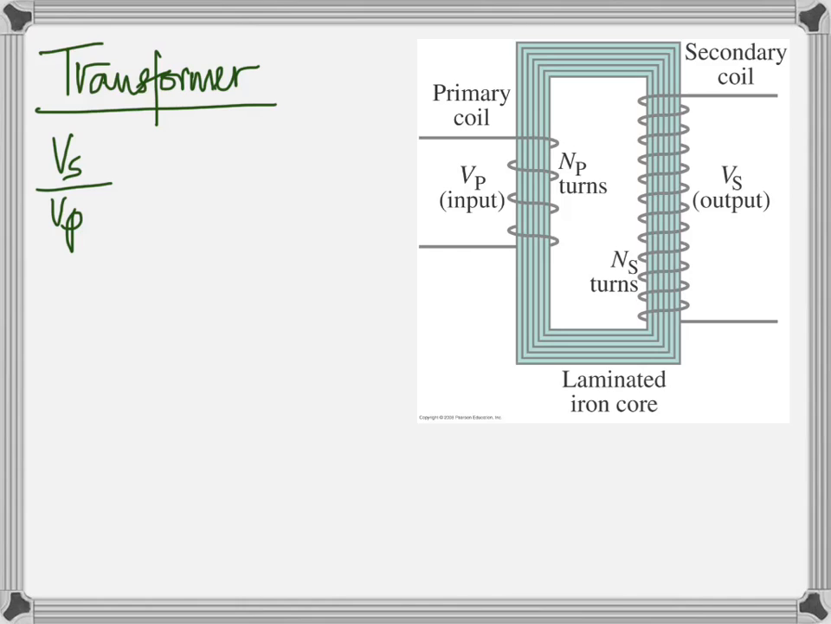The output voltage, Vs, is more than the input voltage. That's why you call it step-up. So Vs is greater than Vp, and Ns is greater than Np. That's easy to remember. And the relation between them is Vs by Vp is equal to Ns by Np. That is true for every transformer. Vs is the secondary voltage, Vp is the primary voltage, Ns is the number of turns in the secondary, Np is the number of turns in the primary.